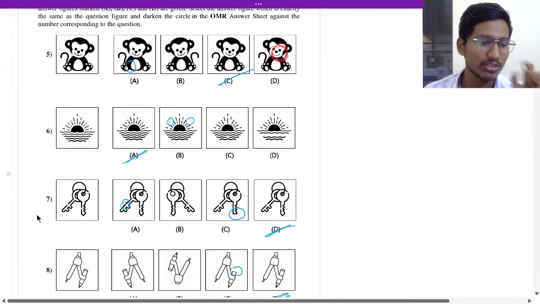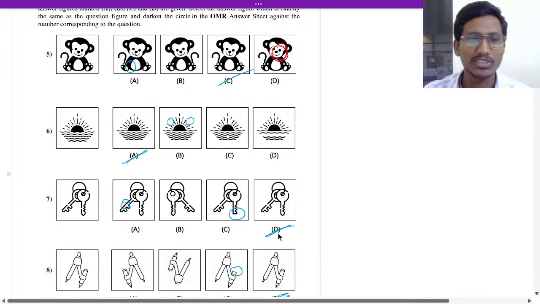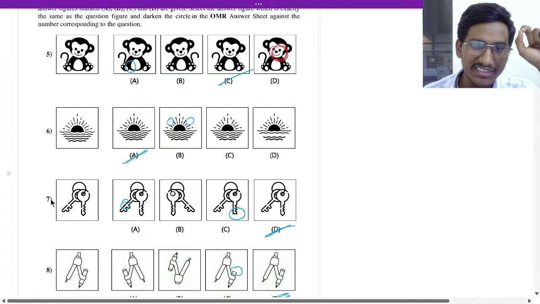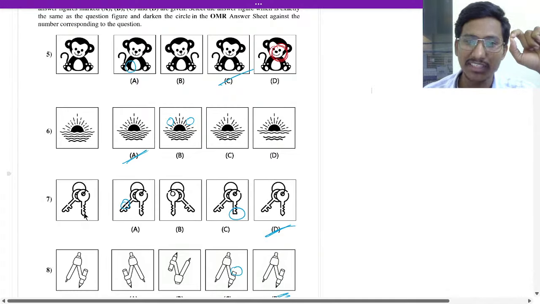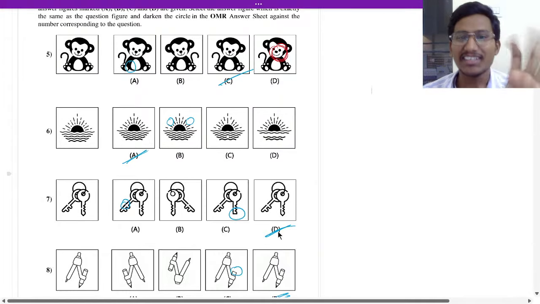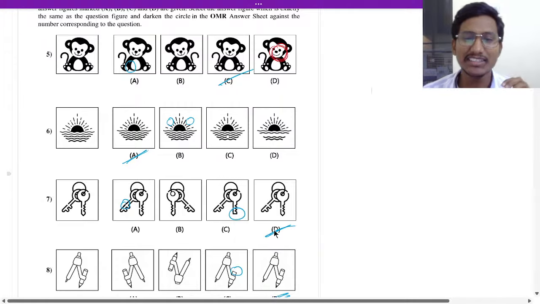Now seventh one, what will be the answer? Tell me. Yes, D will be the answer. Yes, isn't it? So type in the comment, students, what is the seventh answer? So here in seventh, A is not, because here it is a joint, here it is open, right? So this is not possible. See here, this is not a triangular, here it is a triangular. So that is why not the answer.